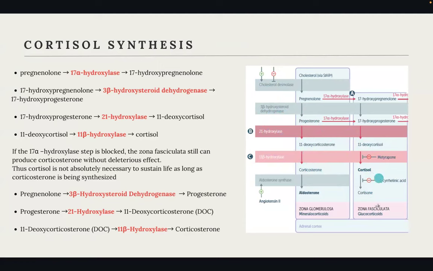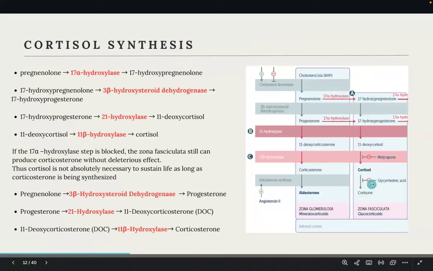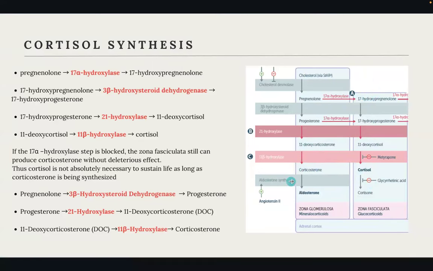This process can occur in the zona fasciculata, which means that if I don't have 17-alpha-hydroxylase for whatever reason, and I can't do this reaction, I can simply do the corticosterone reaction and create corticosterone. Now, corticosterone is slightly weaker than cortisol, but the body will make up for it and create more corticosterone. This is why, in case I have a 17-alpha-hydroxylase deficiency, my cortisol effects won't be affected.